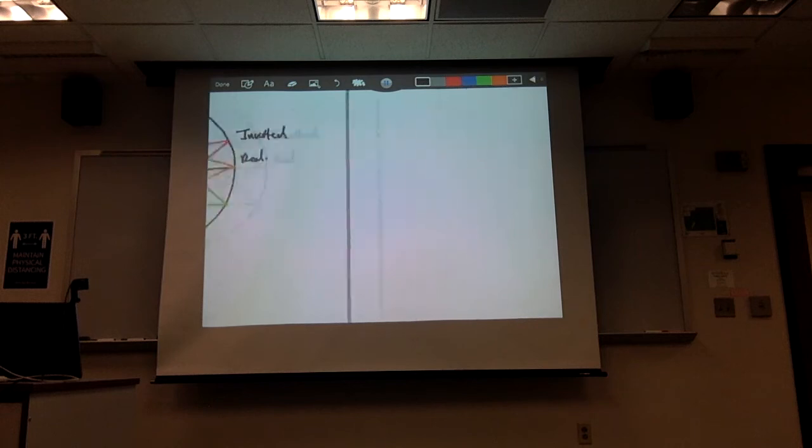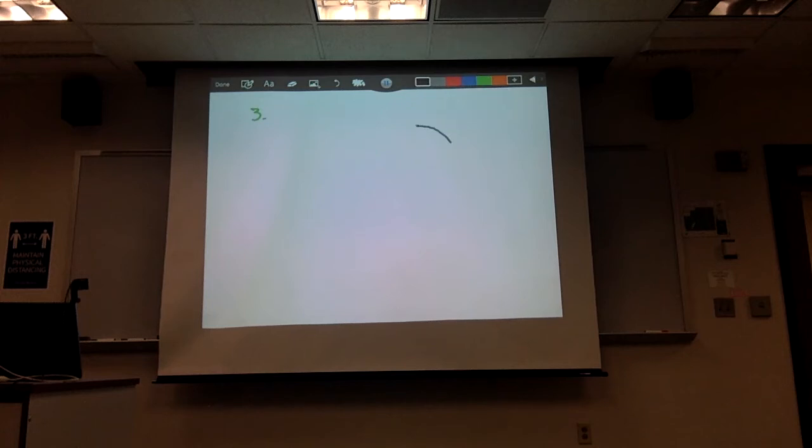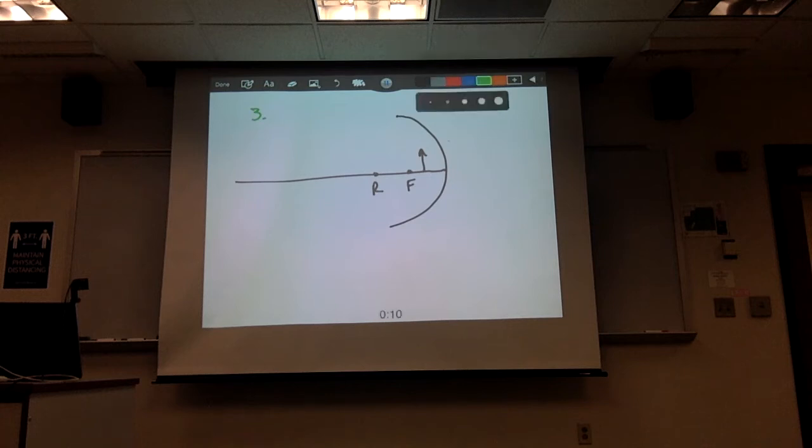Finally, case number three. Let's see, we'll do three in green. So in case number three, here is my mirror, here's my principal axis, here's my radius of curvature, here is my focal point, and here is my object. In this case, my object is going to be inside of the focal point. So S will be less than the focal point.